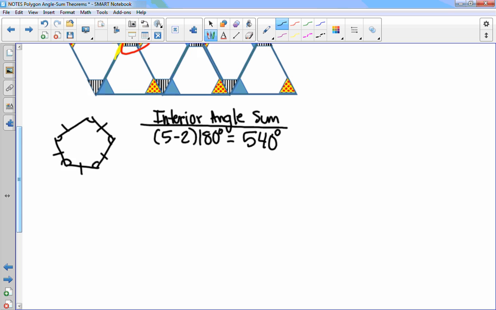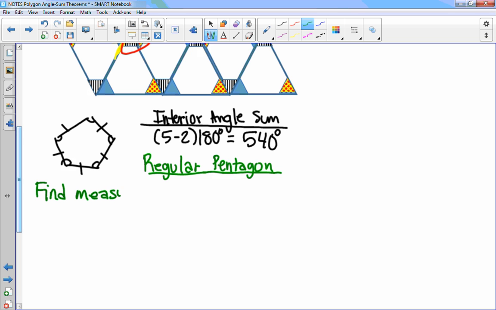But if we have a regular pentagon, regular means it has to be equilateral and equiangular. We're going to find each angle measurement. Find the measure of each angle. Well, if we know that they sum to 540 degrees, how can we find the measurement of each angle, knowing that it's a regular pentagon?